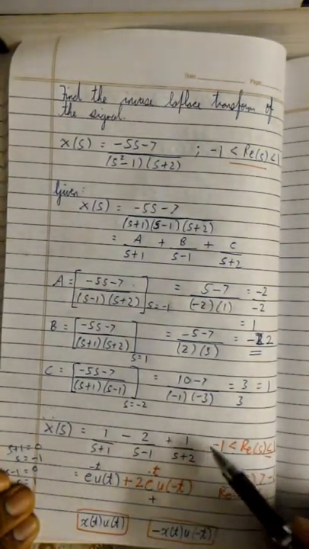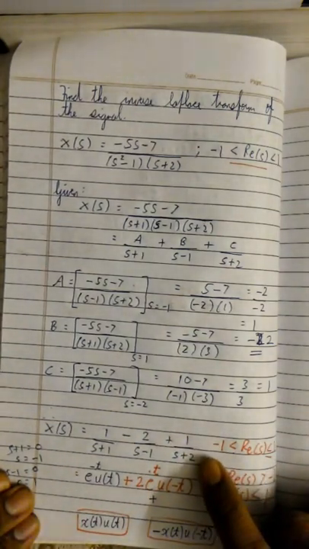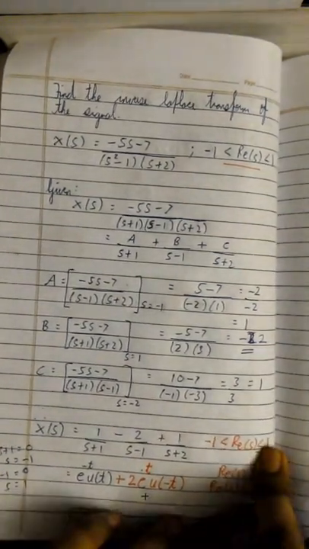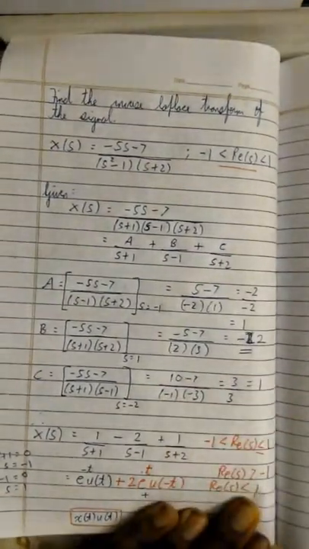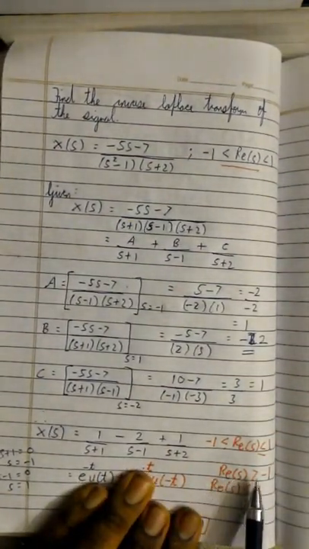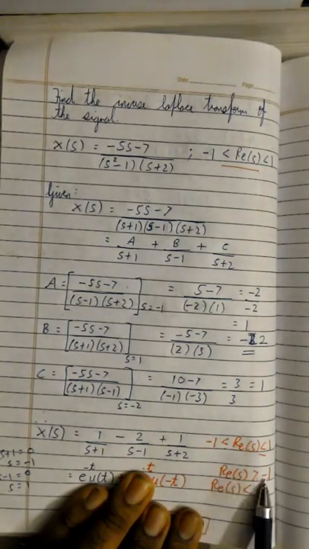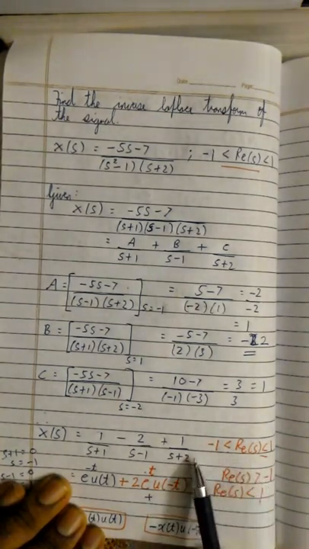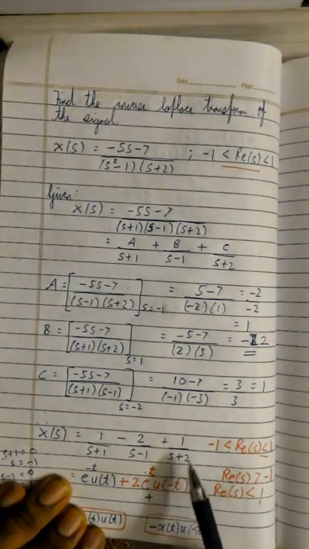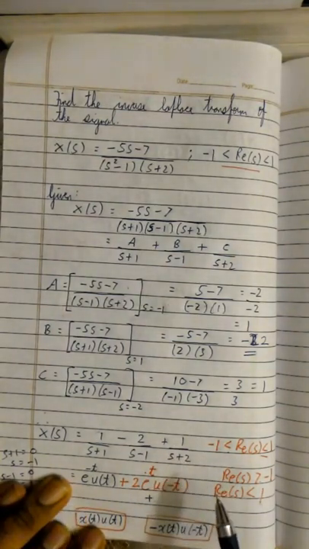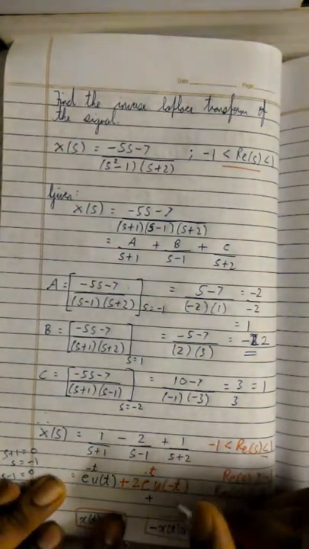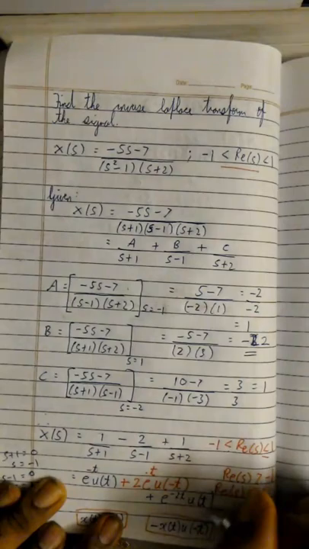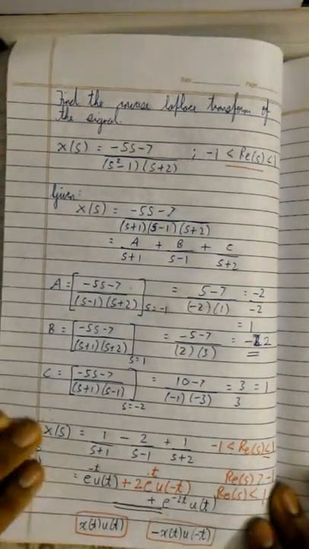Now let's look at the third term. The pole is s is equal to minus 2. But minus 2 is less than minus 1, and it says that the real part of s is greater than minus 1. If it is greater than minus 1, then it is also greater than minus 2. That means this third term is also a right-sided signal. So the inverse Laplace transform of this is e raised to minus 2t u of t. This is your answer.